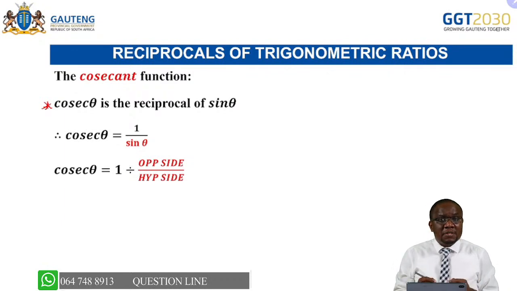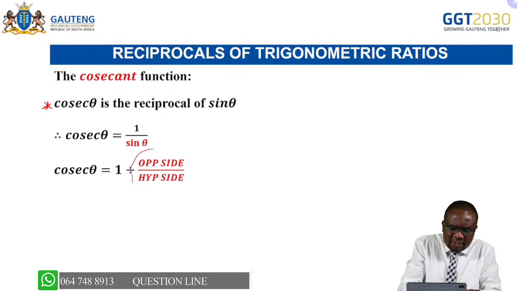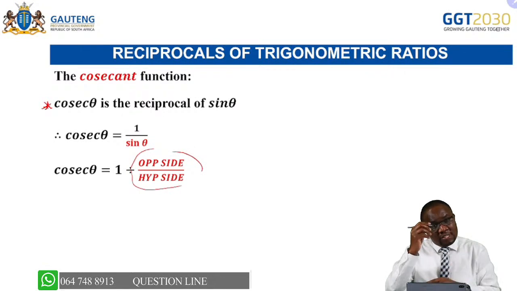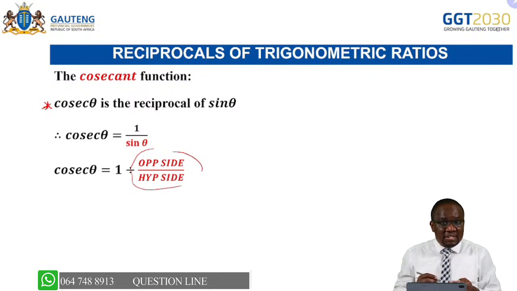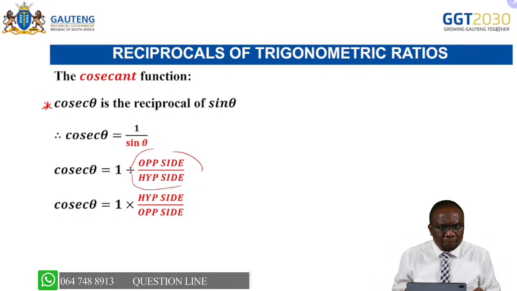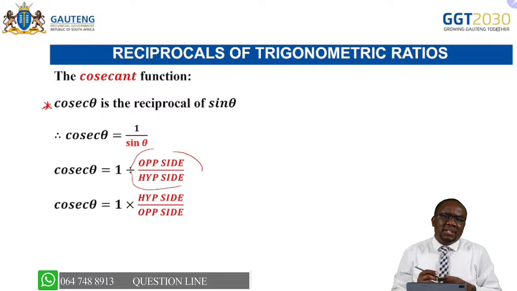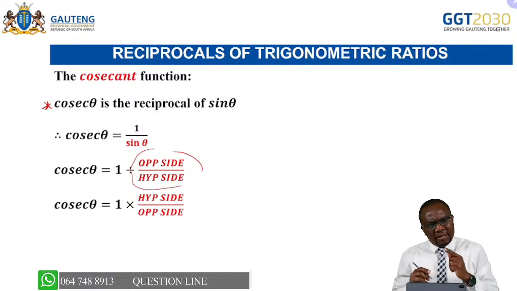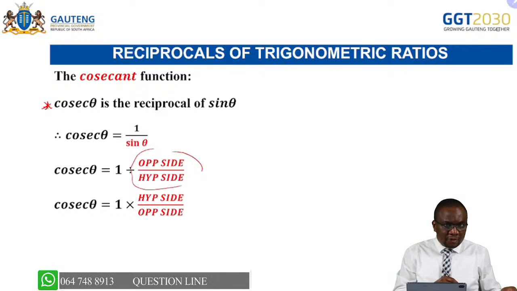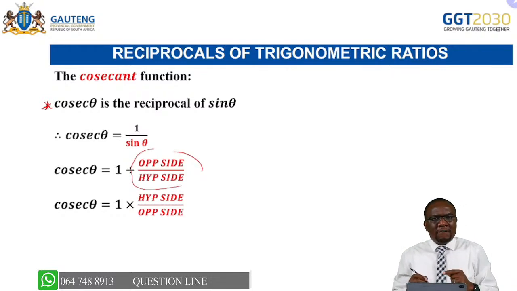Opposite side over hypotenuse side is a fraction. When you're dividing by a fraction, you tip it and times. The hypotenuse side goes up, the opposite side goes down, then the division sign changes to times. So it's going to be 1 times hypotenuse side over opposite side. So cosec theta, the reciprocal of sine theta, is hypotenuse side over opposite side, the other way around. Remember that sine theta is opposite side over hypotenuse side. Therefore, its reciprocal, cosec theta, will be hypotenuse side over opposite side.